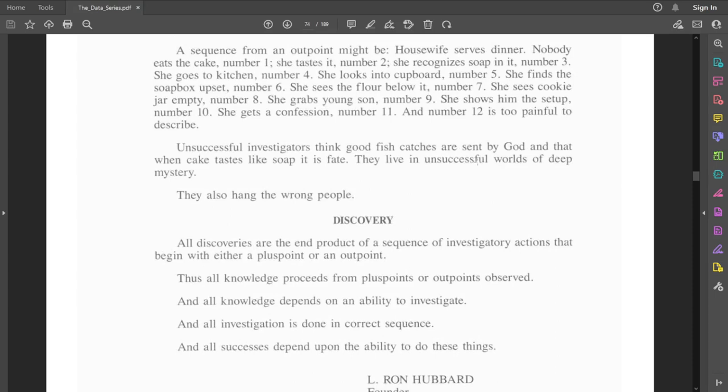I don't know who thinks that when cake tastes like soap, it's fate. This is an unsuccessful investigator. This is just someone who's stupid.